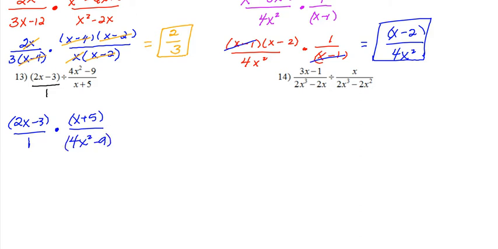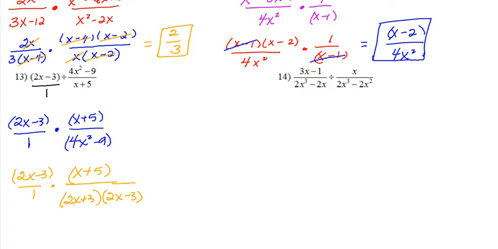Now let's factor and cancel. Nothing to factor here, so let's just rewrite it. Nothing to factor up top. On the bottom, I have another difference of squares. 4x squared is a perfect square, and 9 is a perfect square. So a squared minus b squared gets factored to a plus b and a minus b. So 2x plus 3 and 2x minus 3.